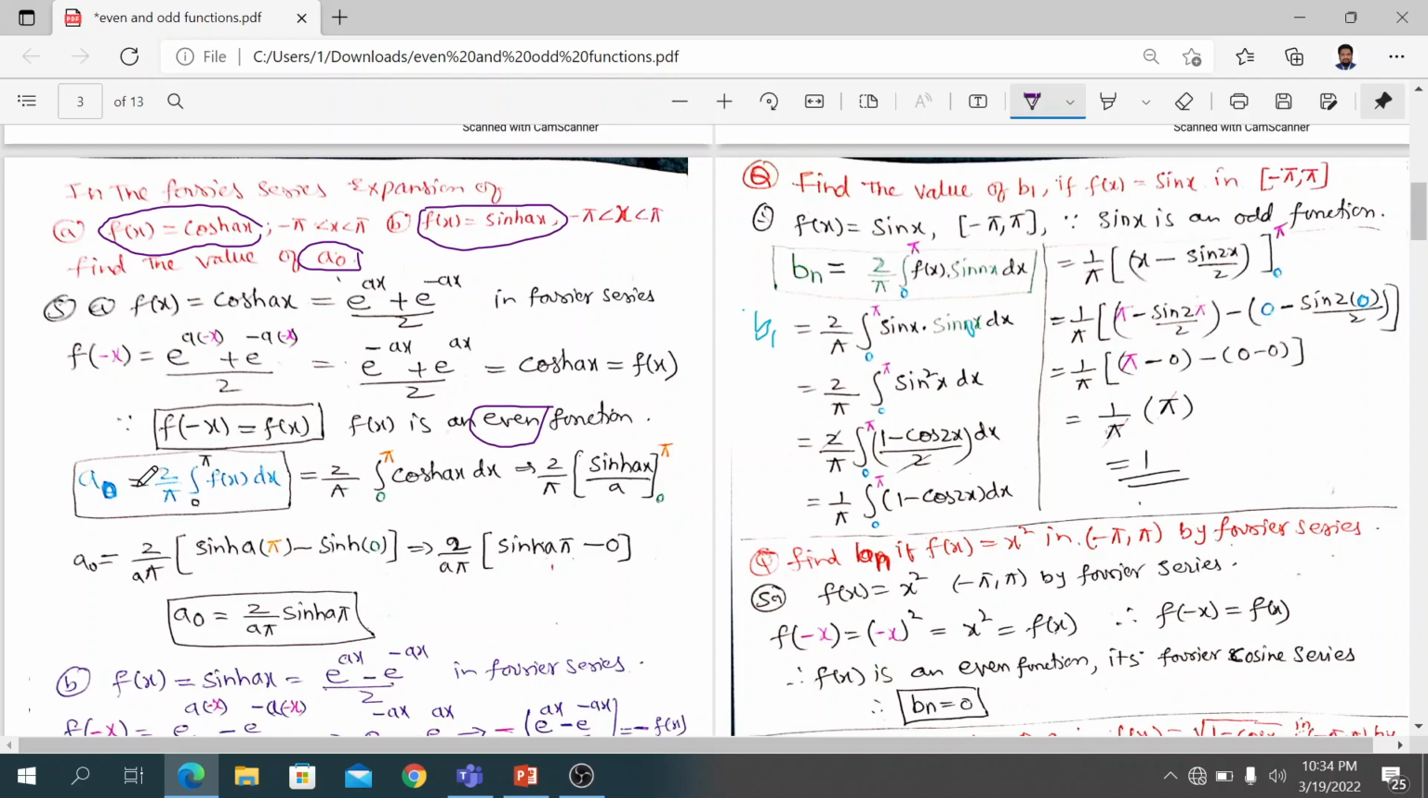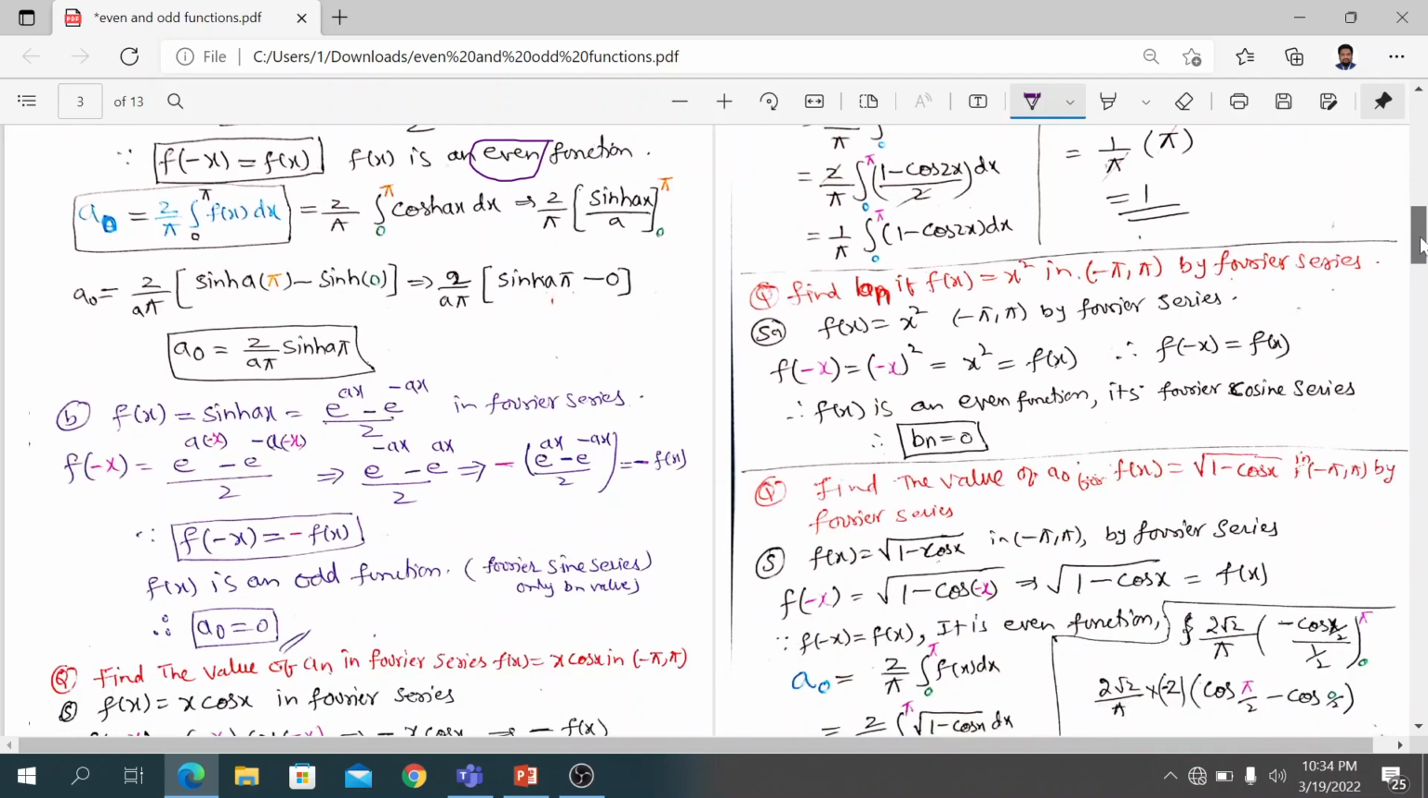So for an even function, the a naught formula is 2 by pi integration 0 to pi f of x dx. What is f of x? Cos ax. Integration of cos ax is sin ax by a between 0 to pi. Now upper limit minus lower limit: sin a pi minus sin a into 0. Here 2 by pi into 1 by a, that is 2 by a pi, is constant outside. So sin 0 is 0, and sin a pi will be the answer. So a naught is 2 by a pi sin a pi.